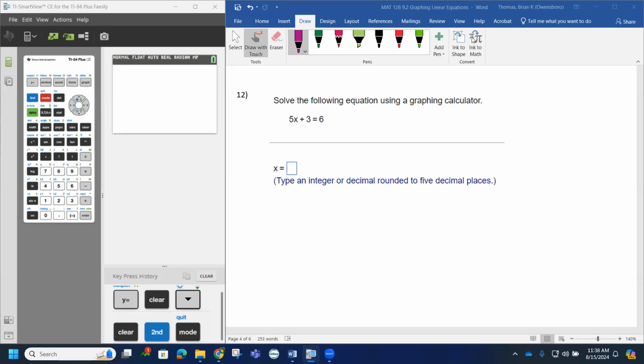So question 12 says, solve the following equation using a graphing calculator. So again, I have the equation 5x plus 3 is equal to 6. Now again, if I want to, I could just solve this by using the property of equality. I can get rid of the constant by using the zero pair, lose 3 on each side. So I would have then 5x equals 3.